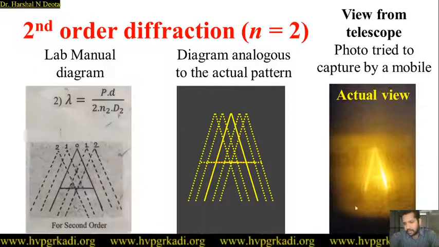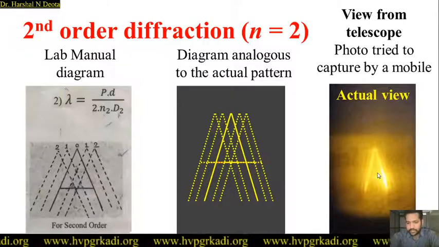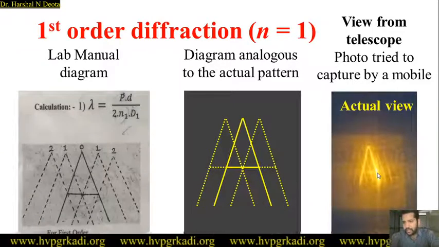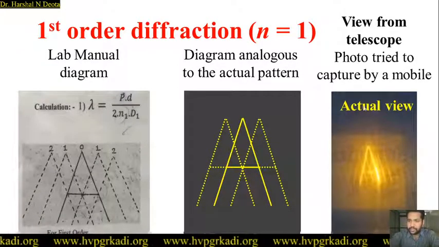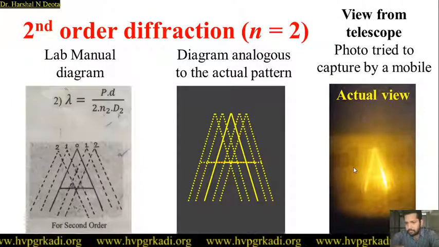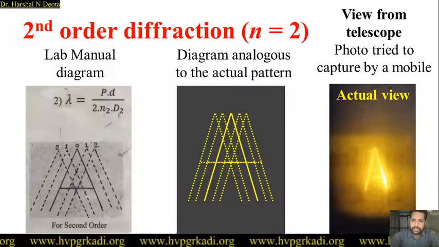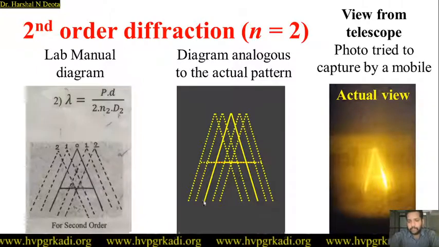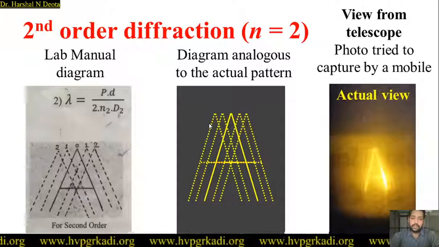Again, here I have tried to capture the second order from the camera. You can just compare it with the previous figure. I had some clear vision of the first order, but somehow could not get the second order with the mobile phone camera. But still, I was able to see it in my lab, and you can see it in this way. The same pattern will be observed.